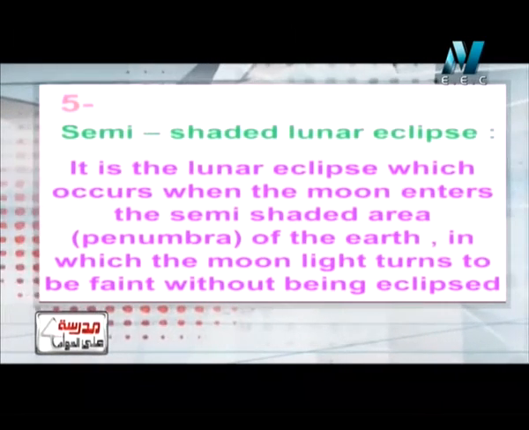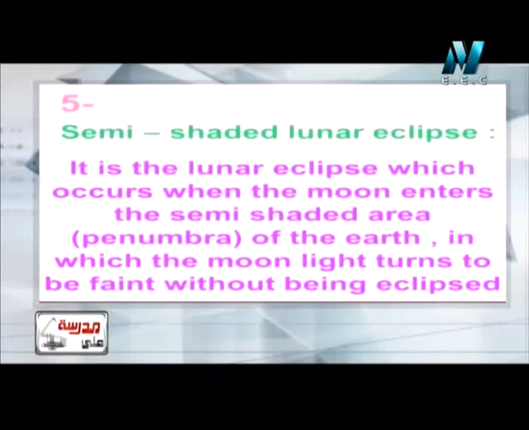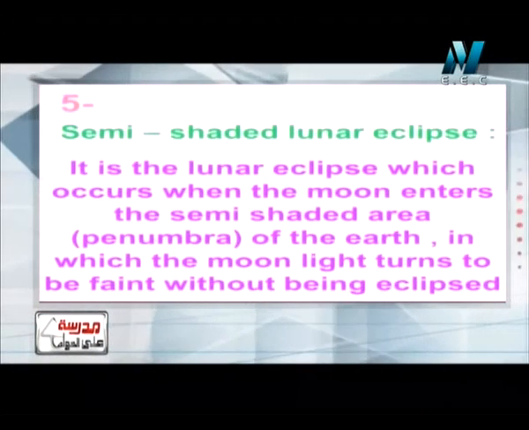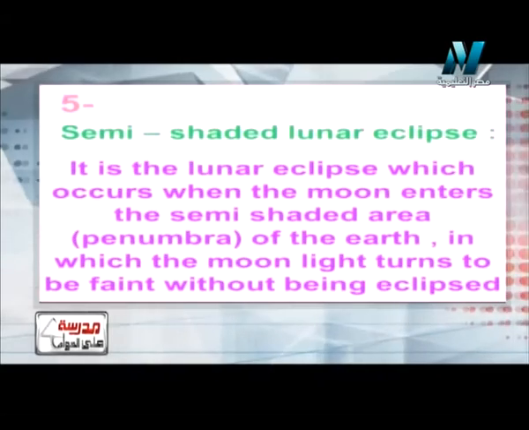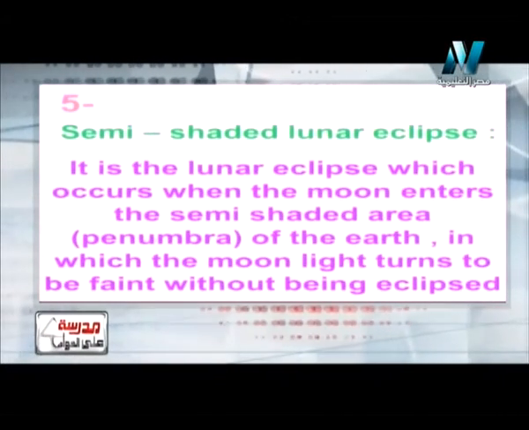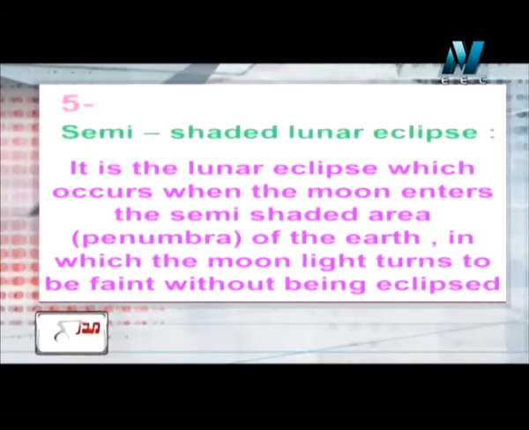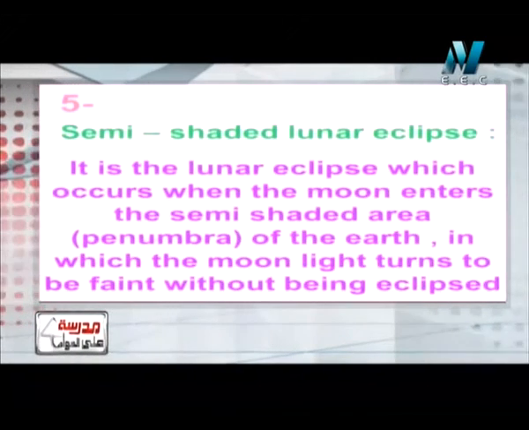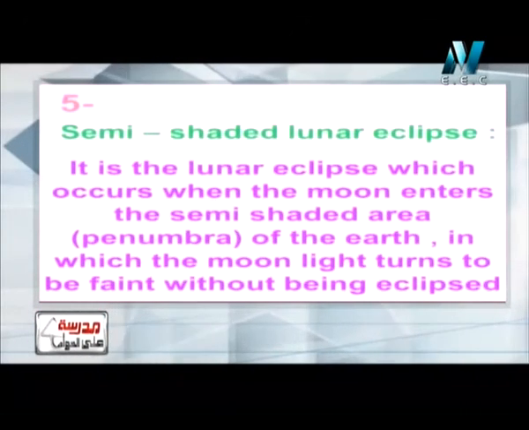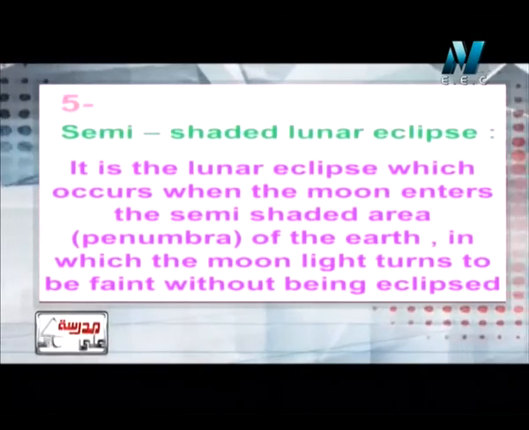Again, it's a lunar eclipse which occurs when the moon enters the semi-shaded area or penumbra area of the Earth, in which the moonlight turns faint without being eclipsed. Without being eclipsed here means that we can see the moon with less shining. Not a full eclipse, but we can say the moon has less shining.